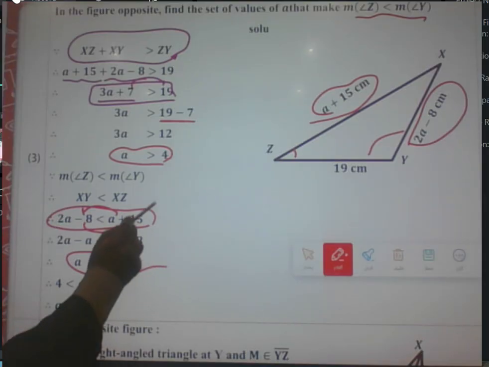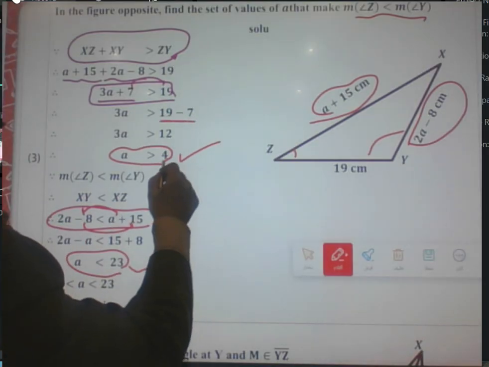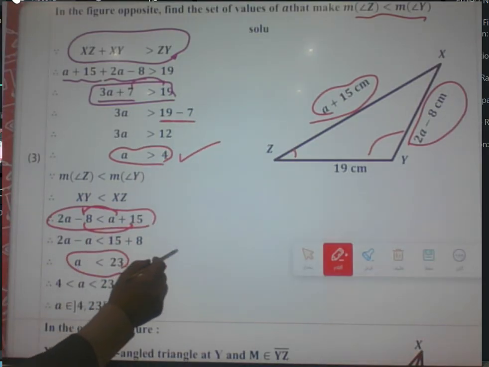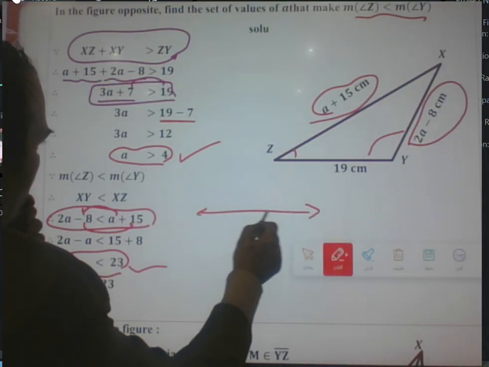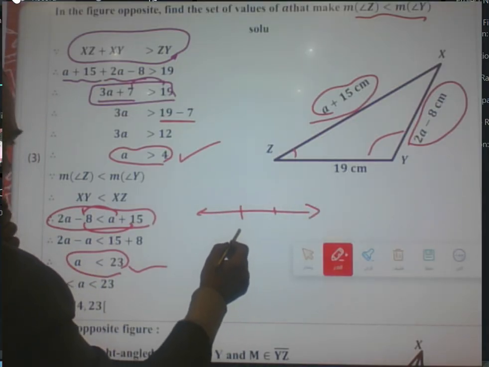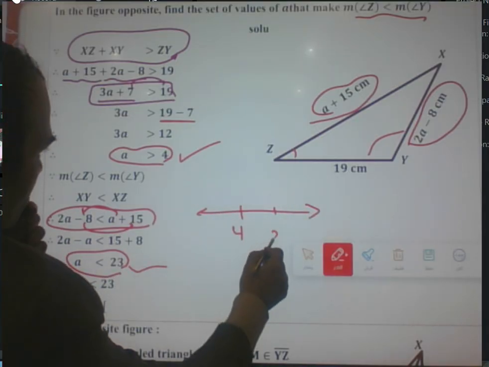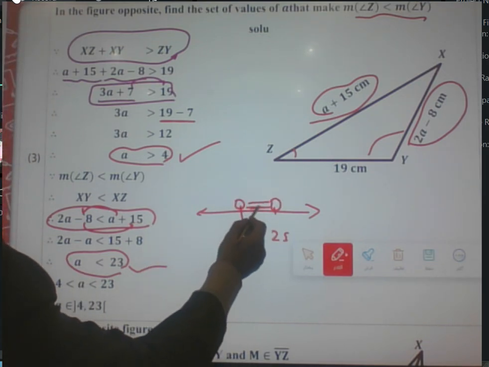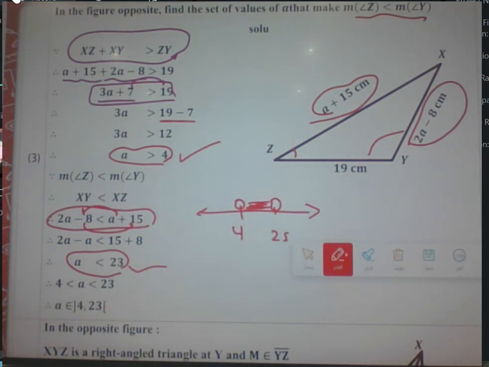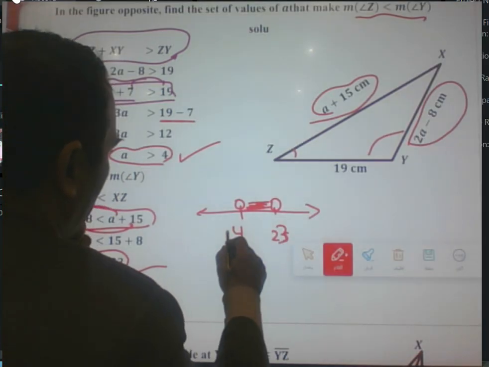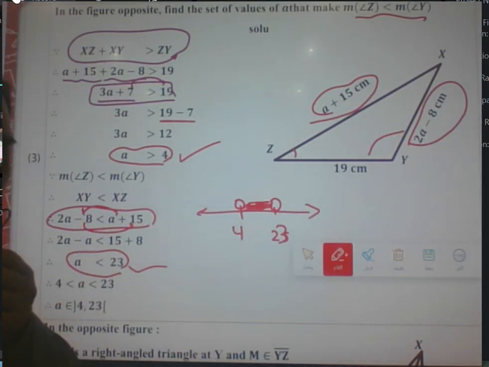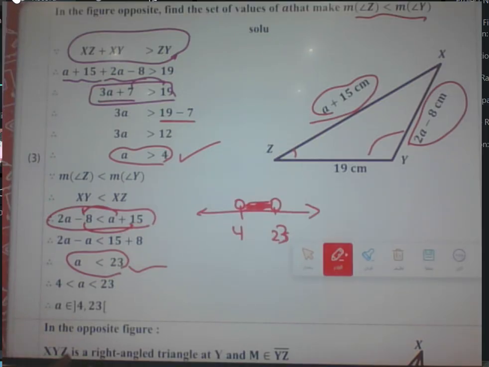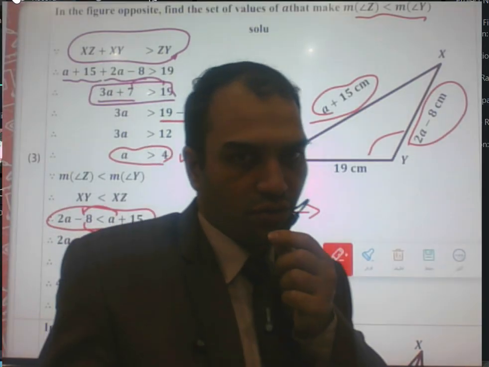Then we have two relations. The first relation here: a is greater than 4. We draw a number line here to find the answer. We have here 4 and also 23. Then we can draw the open interval. In the solution here, a belongs to the open interval from 4 to 23. Okay, open interval. Do you remember the interval? We can draw the answer like this: a belongs to the open interval from 4 to 23.